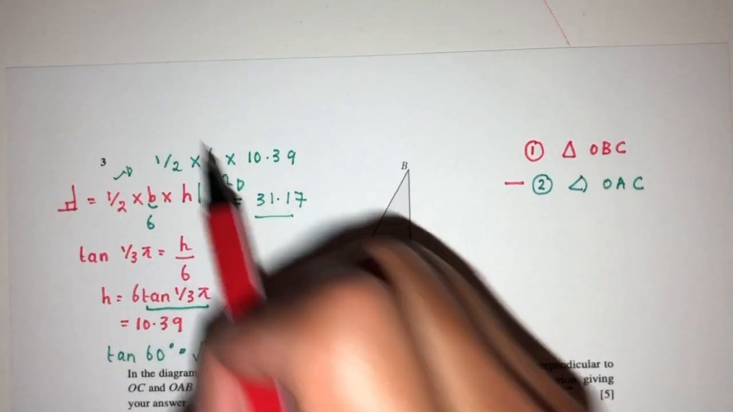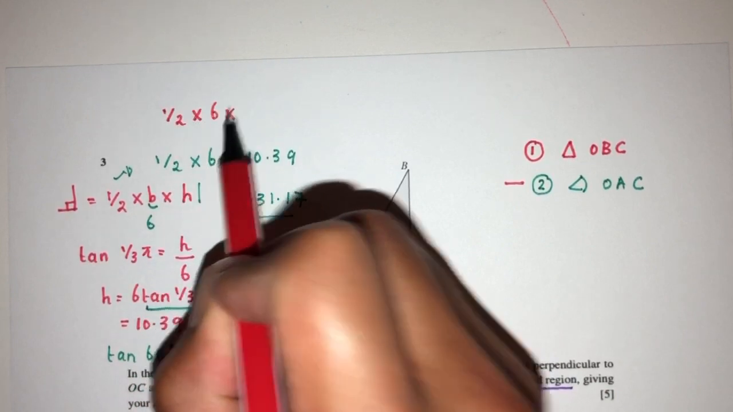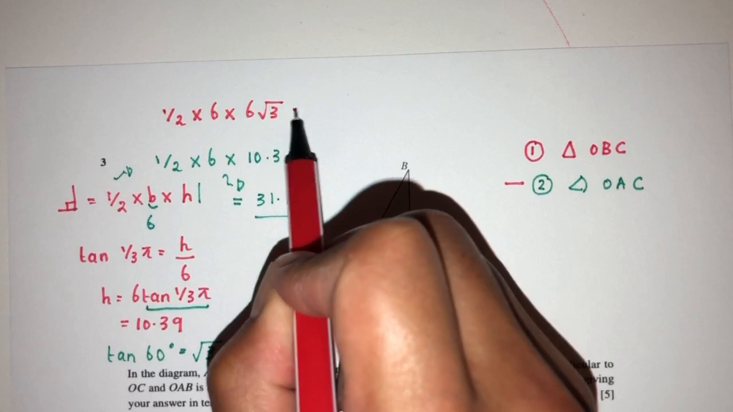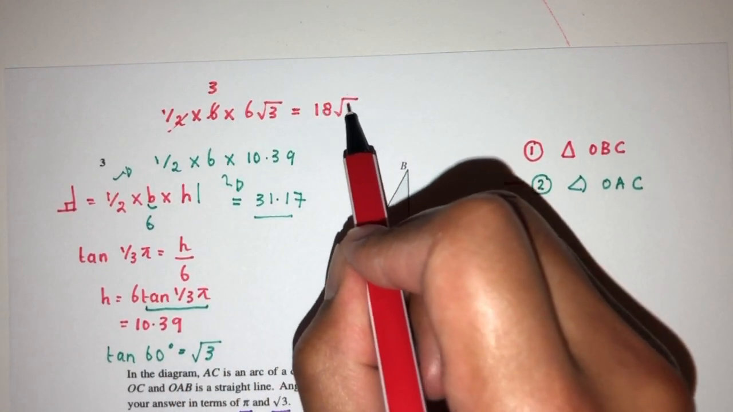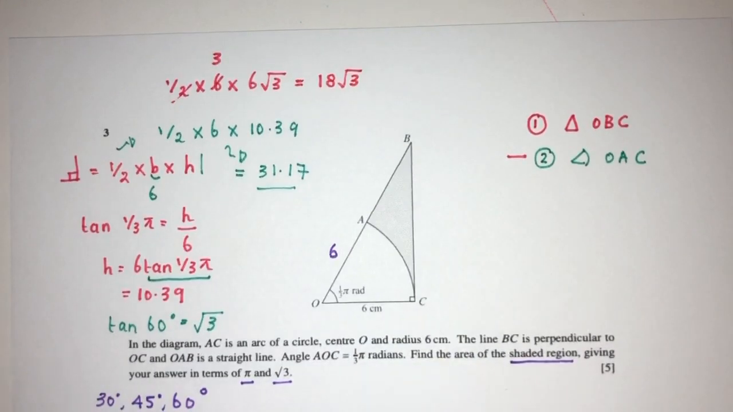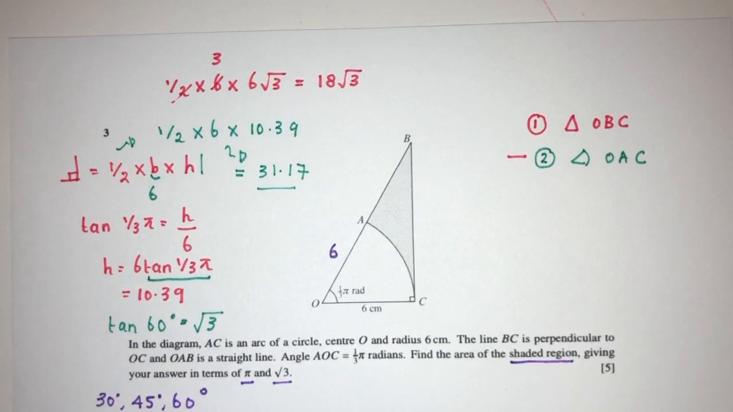So I realized that we can rewrite this as half times 6 times 6 root 3. That will be 3, and 3 times 6 will be 18 root 3. So that will be the area of the triangle in part 1. Now for part 2, what is the area of the sector? That will be this one.